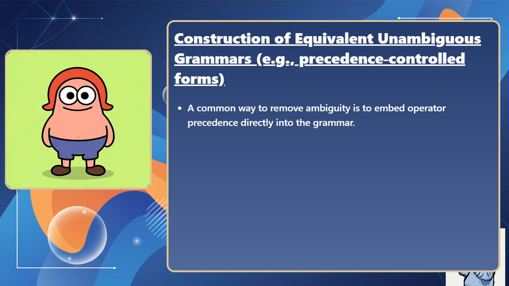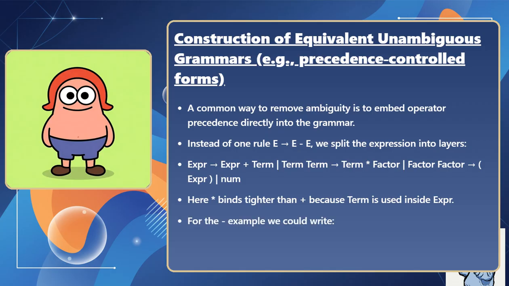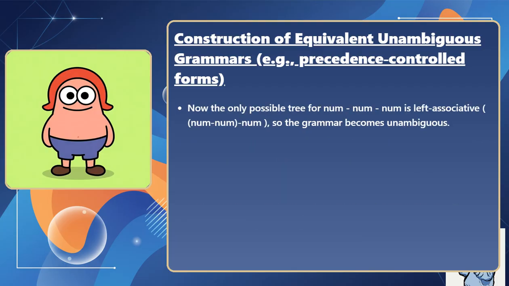A common way to remove ambiguity is to embed operator precedence directly into the grammar. Instead of one rule E → E - E, we split the expression into layers. expr → expr + term | term, term → term * factor | factor, factor → (expr) | num. Here star binds tighter than plus because term is used inside expr. For the minus example, we could write expr → expr - term | term, term → num. Now the only possible tree for num - num - num is left associative, so the grammar becomes unambiguous.